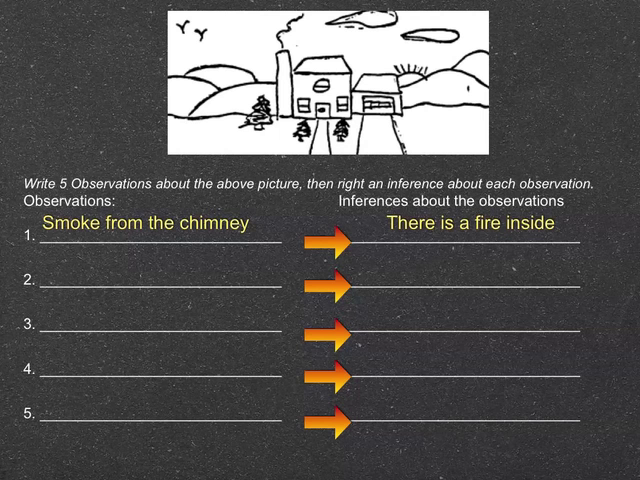Tanya, what was the one you had? For observation, clouds in the sky. There's clouds in the sky. Anybody have that as an observation? No? Oh, okay, we got it. All right, what was your inference? Going to rain. It's going to rain.